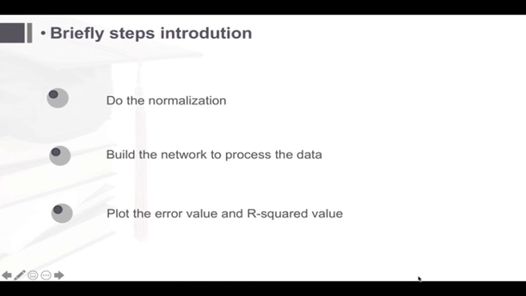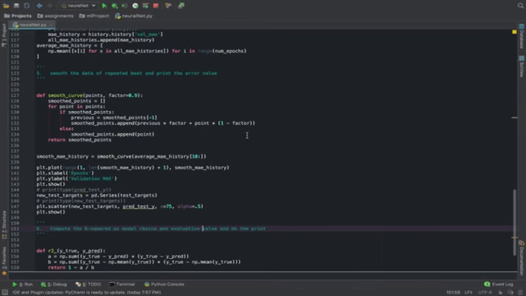I'll briefly introduce my steps. First, I do the normalization. Second, I build the network to process the data. Finally, I plot the error value and the R-score value. Then I will show you the code.